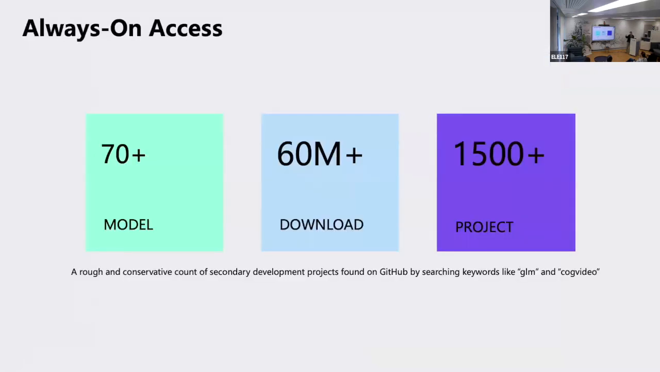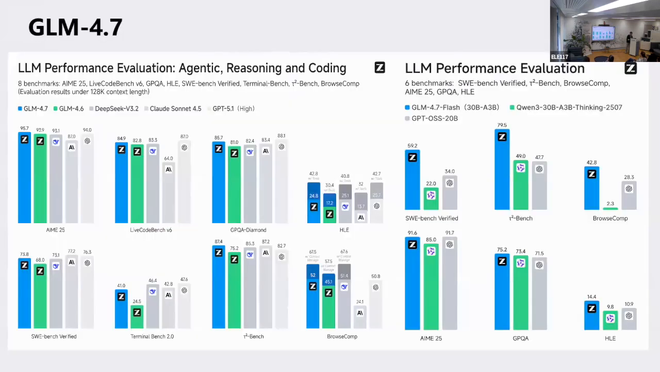So today we have released over 70 open weights models. Across all of these models, there are more than 16 million downloads and more than 1,500 open source projects on GitHub, meaning they were developed with our model or use our model in their own projects. So this is our world of models, and we are always open.